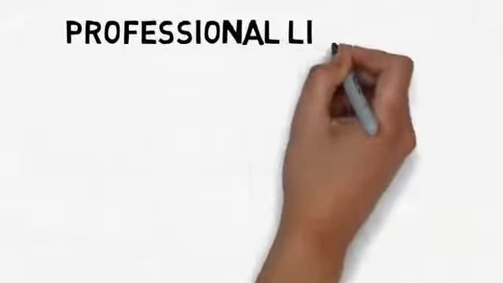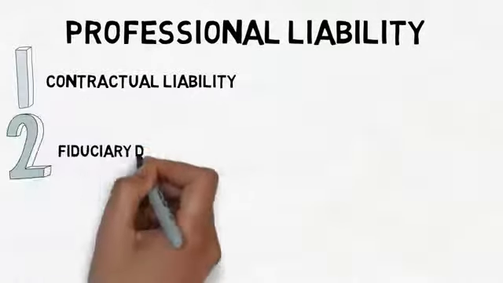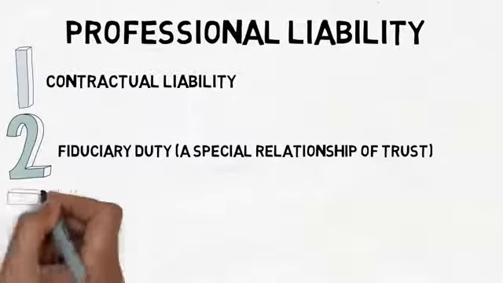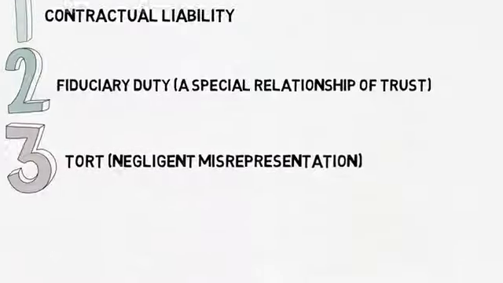Now we'll look at professional liability. First one is contractual liability. This is when there's a breach of contract. Second, fiduciary duty. This is when a special relationship of trust is broken. Third, the tort of negligent misrepresentation.